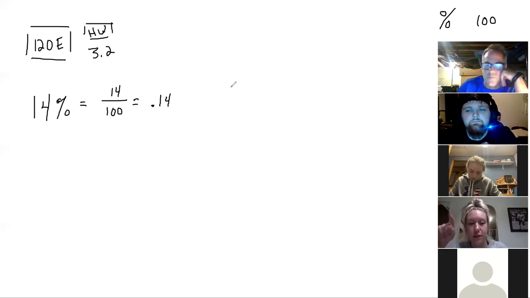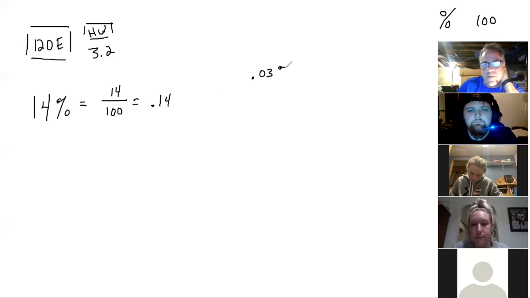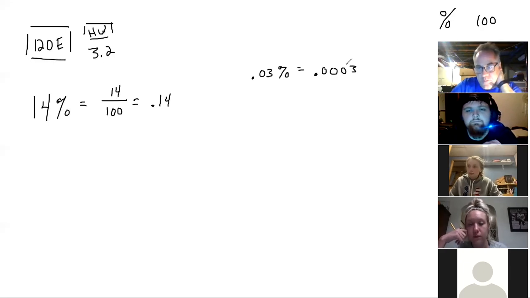Is it because you're moving left? You're moving left. Okay. Exactly. And you always got to be careful. Sometimes you'll get something like 0.03%. And if you convert that to a decimal, that will be 0.0003. Again, what did I do? I moved it to the left, 2 places. Okay.